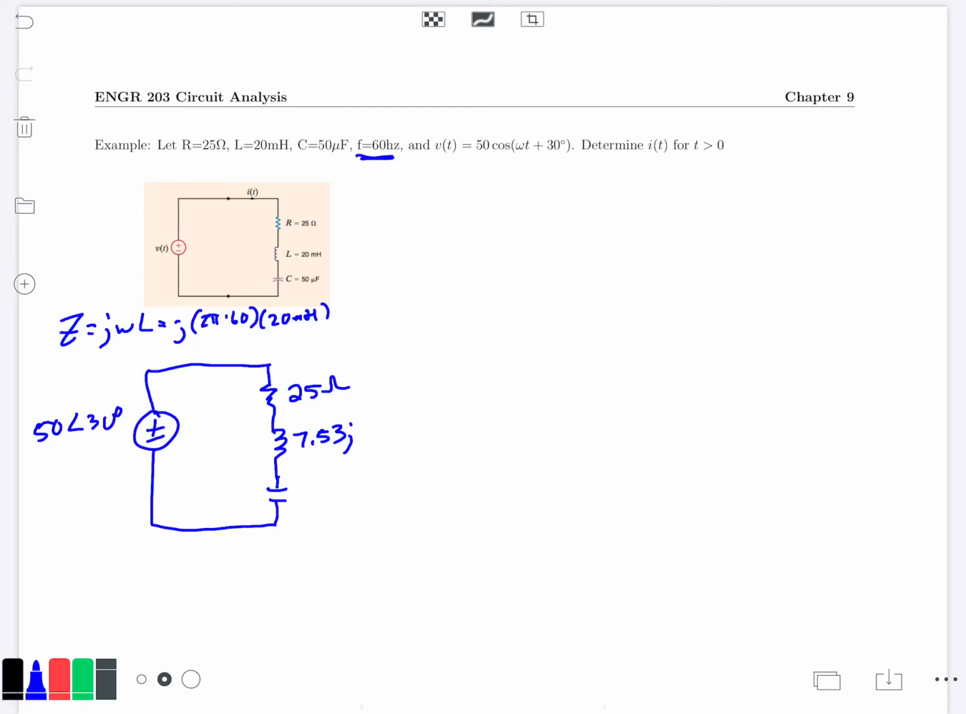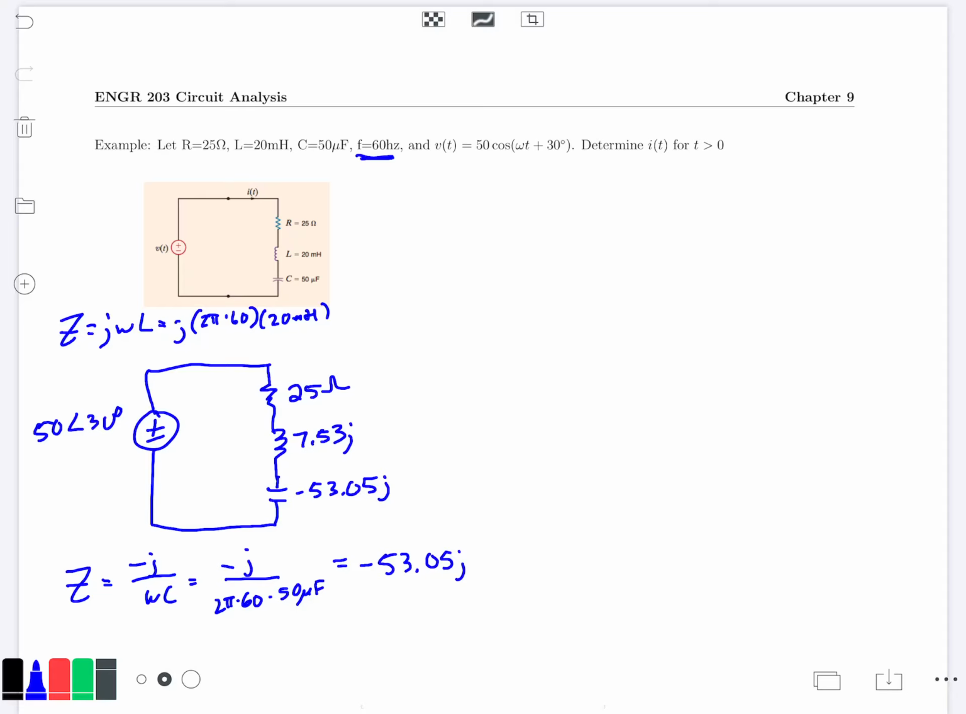Then I need the impedance for my capacitor, and the formula for that is negative j over omega C. Omega again is 2 pi times 60, and my capacitance here is 50 microfarads. Putting that in the calculator, we get negative 53.05 j. So now we've got everything in terms of phasors.